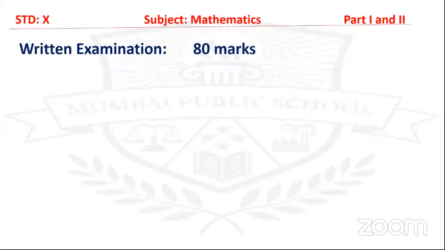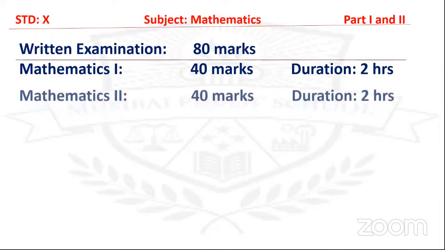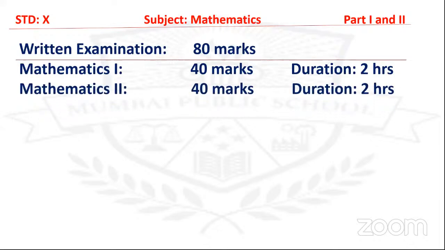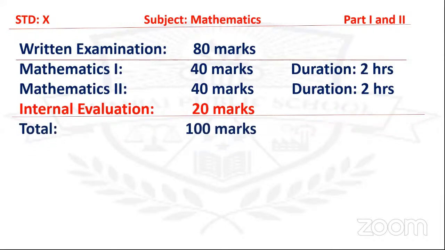You've got the written examination of 80 marks. Now, those 80 marks are divided as, for section 1, that is mathematics part 1, you have got 40 marks, duration 2 hours. You've got mathematics 2, 40 marks, duration 2 hours. Internal evaluation, 20 marks. This makes it equal to 100, which comes up in your result sheet.